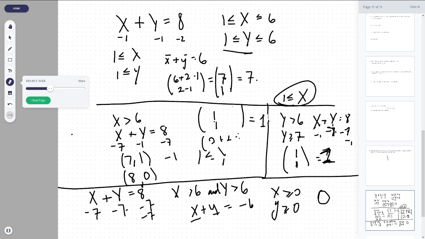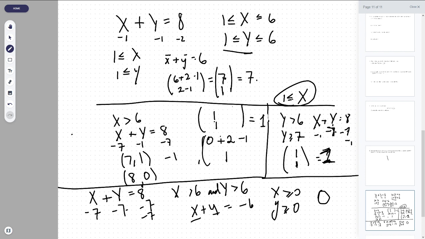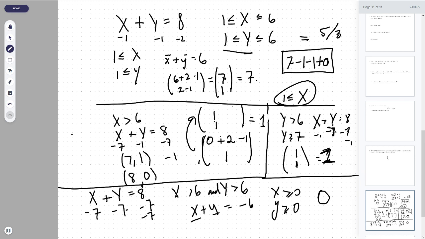Okay, that didn't write at all. Let's try again. And that is 1 choose 1. So what we end up getting here is that the total number of solutions is 7 minus 1 minus 1 plus 0 by the inclusion-exclusion principle. So the total number of solutions is going to be 5, and then we divide by the total, which is 36.